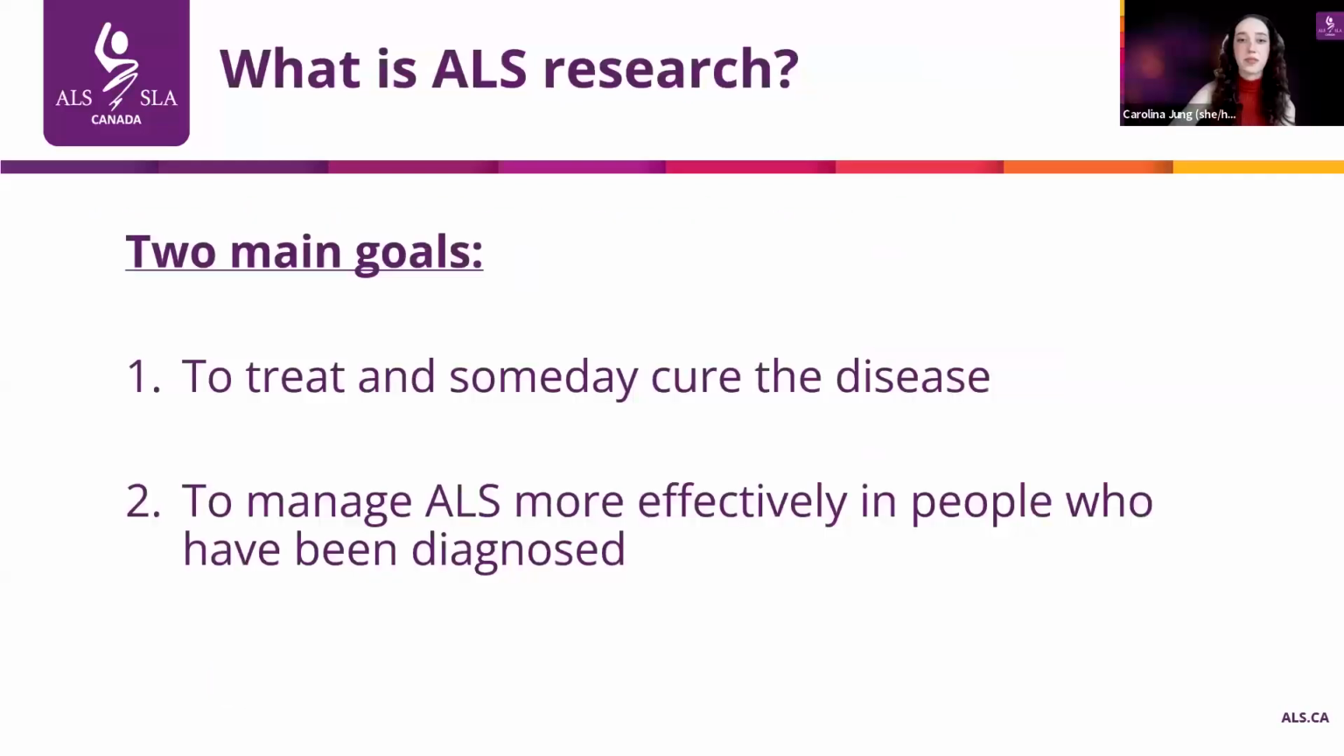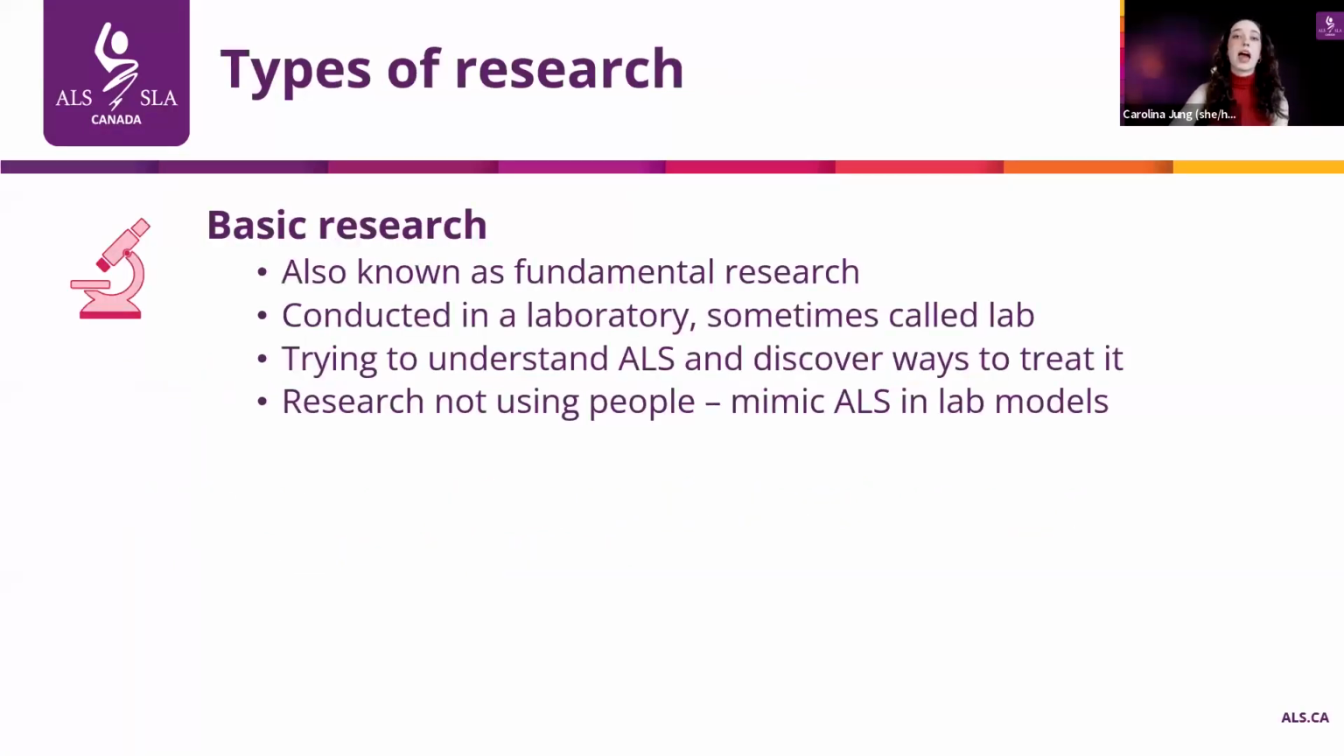So getting into ALS research, we have 2 main goals. One is to treat and someday cure ALS, and two is to manage ALS more effectively in people who have been diagnosed already. And within this research, there are mainly three main types. The first one that we start with is basic research, which is also known as fundamental research. This is the type of research that is conducted in the lab, with the goal of better understanding ALS and discovering new ways to treat it.